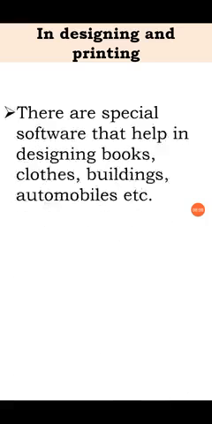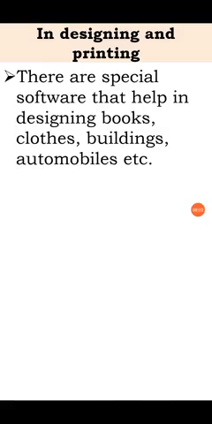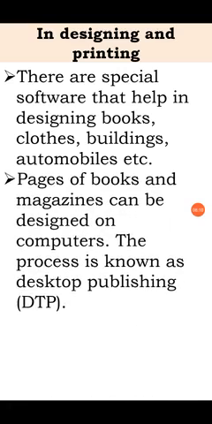Next is designing and painting. There is special software that helps in designing books, clothes, buildings, automobiles, etc. Pages of books and magazines can be designed on the computer. The process is known as desktop publishing, that is DTP.